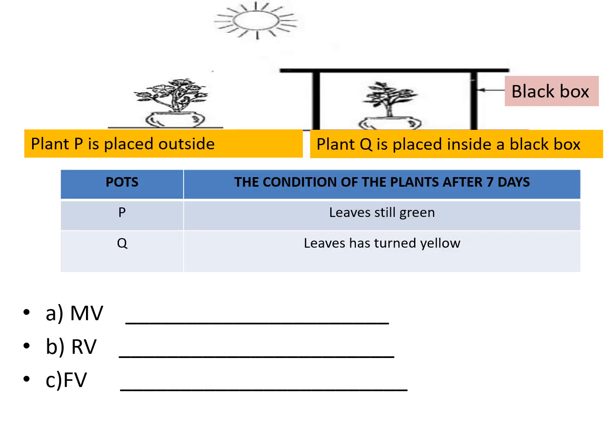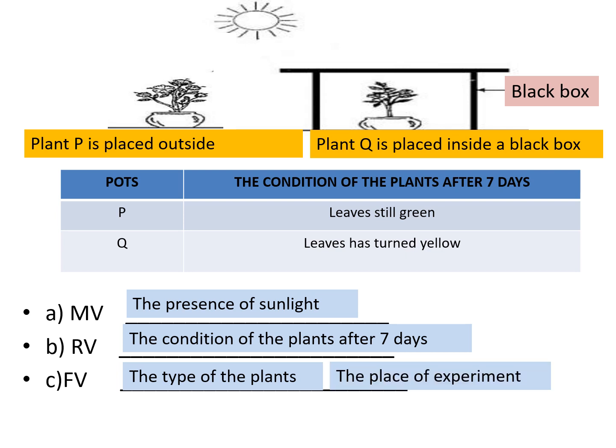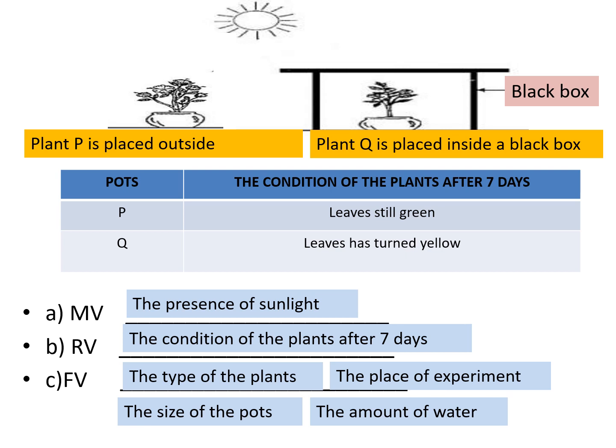So the manipulative variable or MV for this experiment is the presence of sunlight, because plant P got sunlight while plant Q did not get any sunlight. Okay, and the responding variable is the condition of the plants after 7 days. And the fixed variables are the type of plants, the place of experiment, the size of the pots, and the amount of water. You can choose any of these answers for fixed variable, okay?